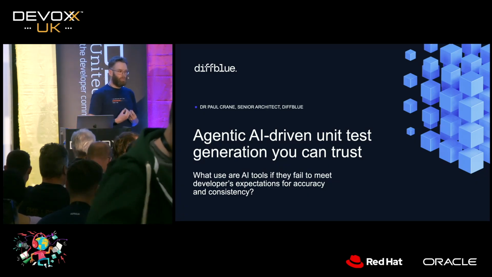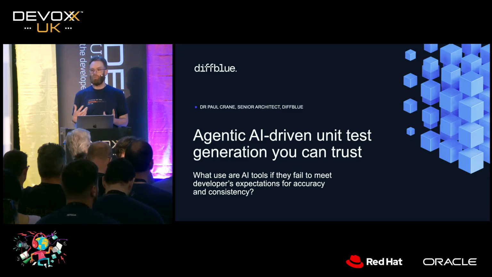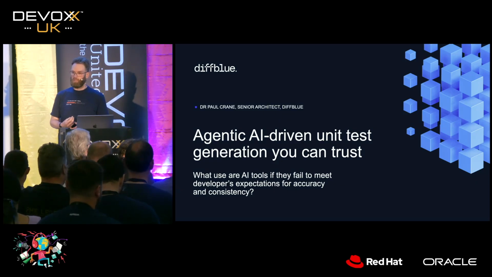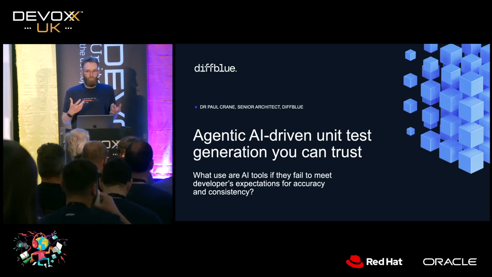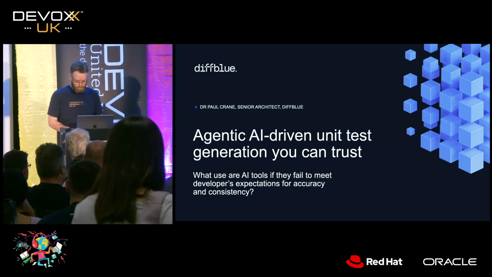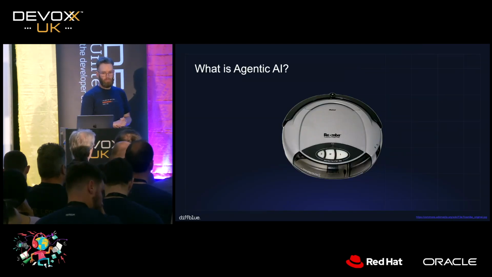So basically today I want to talk about the idea of AI tools and what use they are if they fail to meet your expectations as a developer. Basically around accuracy and consistency. Like, what's the point in these tools if they don't work? Before we get into that, I want to have a brief chat about agentic AI.